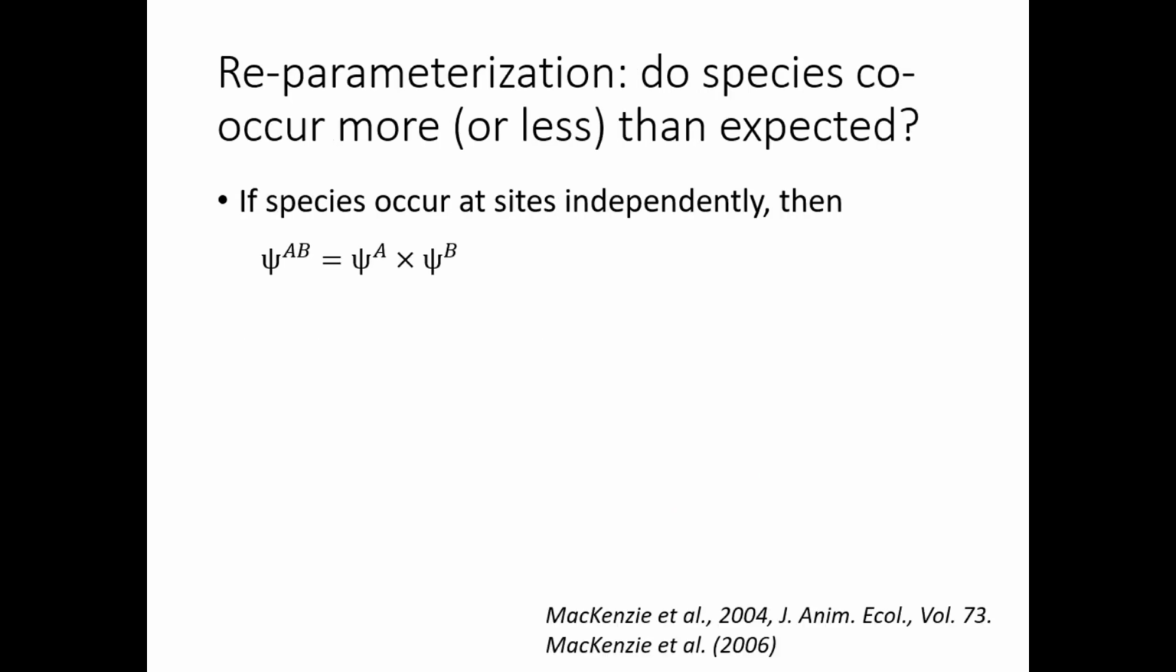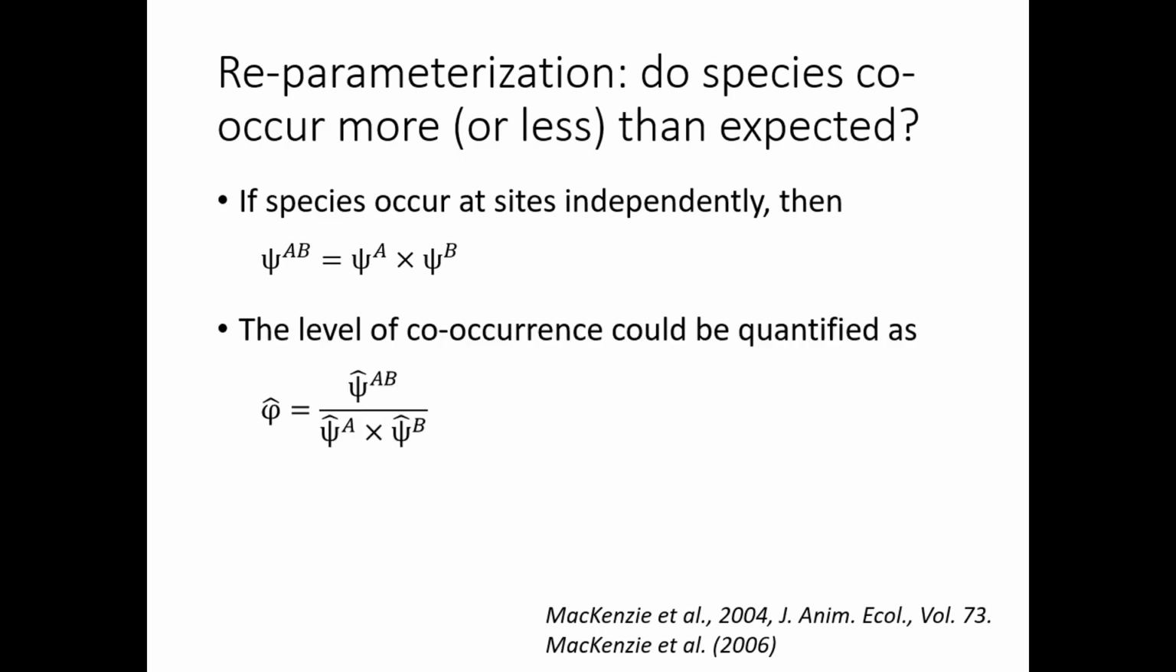Now let's consider a reparameterization that allows direct inference on the interaction between two species. If species occur independently, the joint occupancy of both species should equal the product of the occupancy probabilities for each species. Here, the extent that species co-occur is quantified by little phi, or the ratio of how likely the species are to co-occur compared to what is expected if they occurred independently.